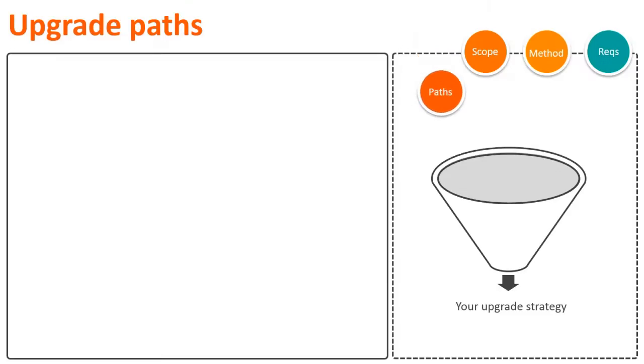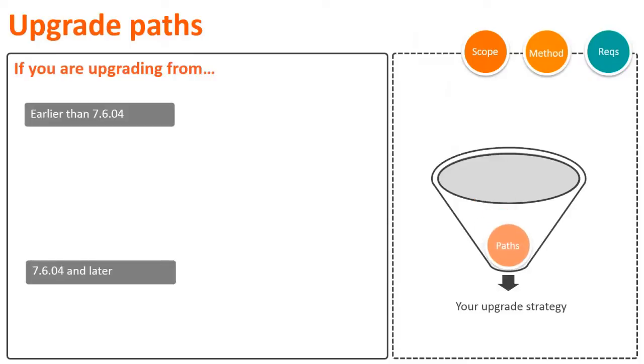Your upgrade path is determined by the version you are upgrading from. Essentially, there are two upgrade paths. The first is an upgrade from a version earlier than 7.6.04, and the second is an upgrade from version 7.6.04 or later. Implementing overlays is the major differentiator between both of these paths.